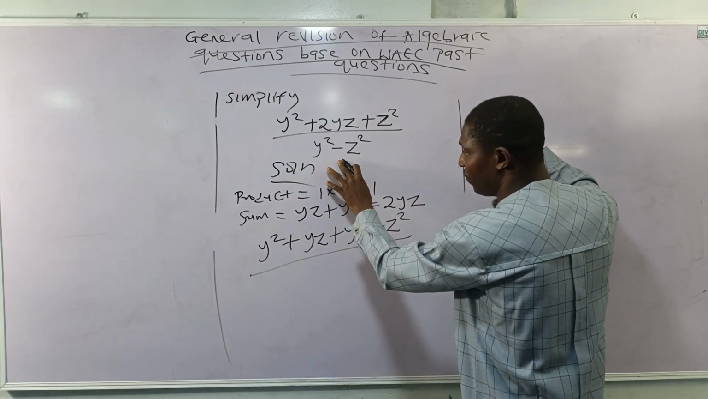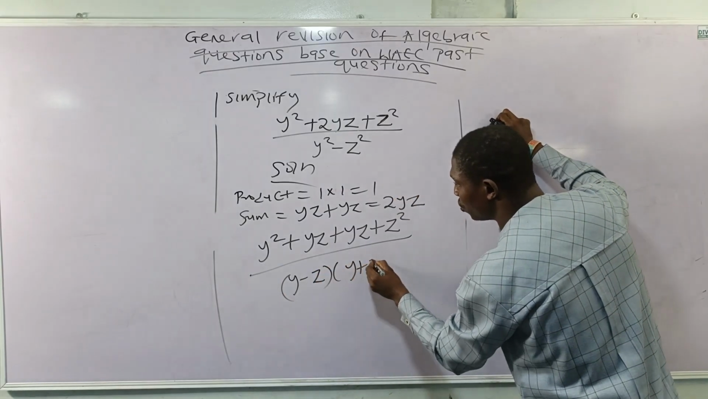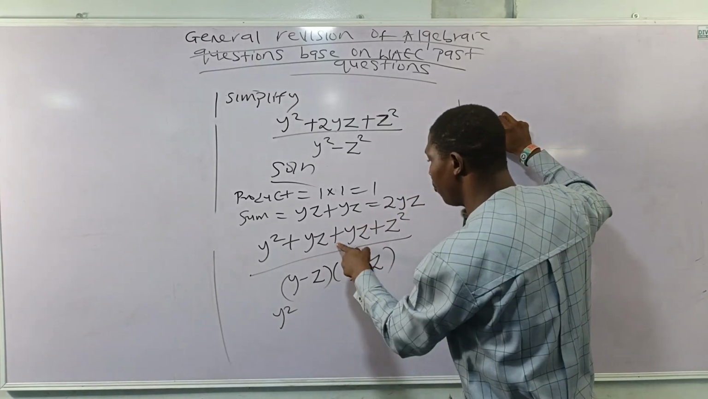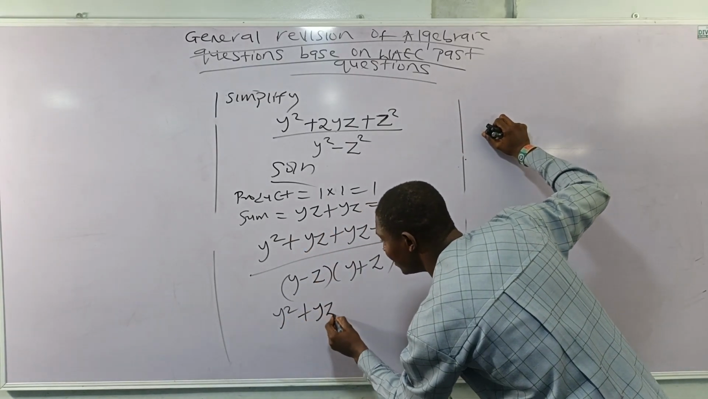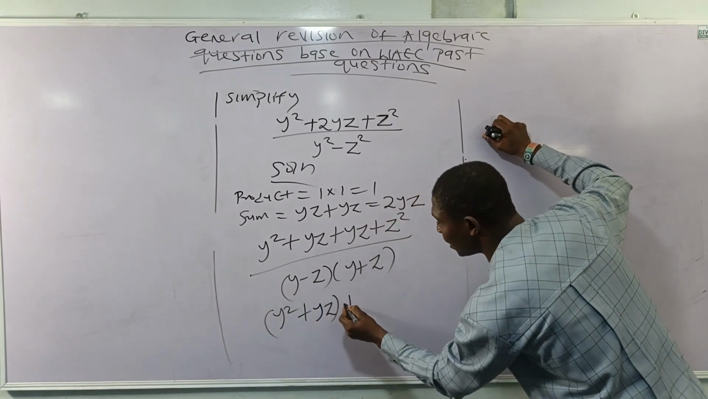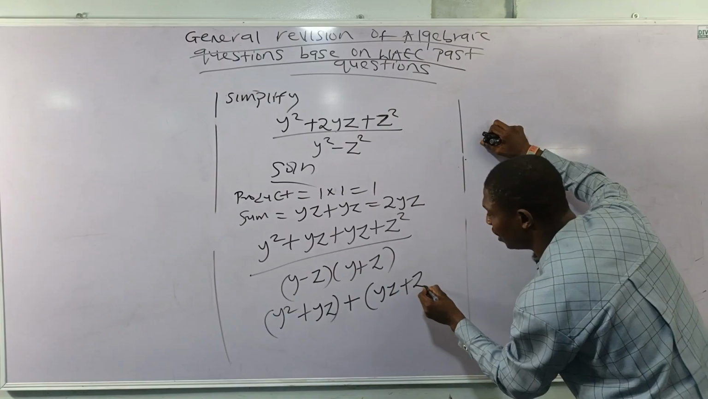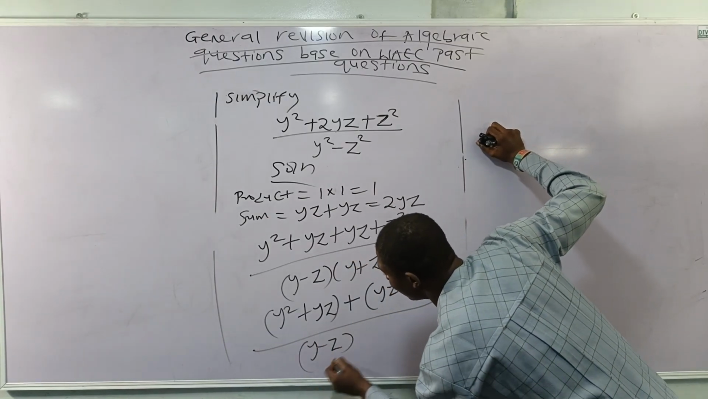All over. The bottom is a difference of 2 squares. So we have y minus z, bracket, y plus z. Now, we have y squared. Remember, plus plus is equal to plus, so we are good to go. So we have y squared plus yz. By grouping, this plus comes exactly how it is, and we have yz plus z squared, all over y minus z and y plus z.